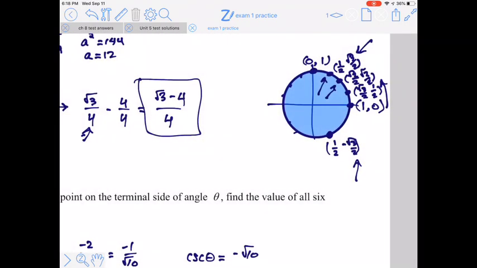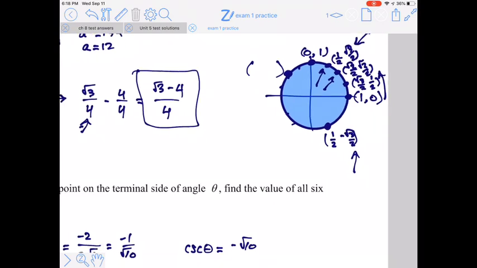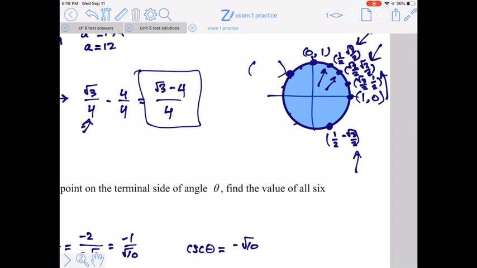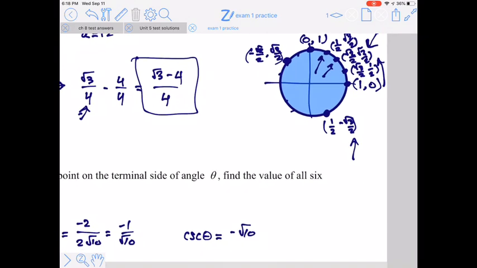If you want to use the unit circle, 135 degrees is this point right here, which is a reflection of this point across the y-axis. So now the x value is negative and the y value is positive. Tangent is still y over x, and they have the same value, except one's positive, one's negative. So if you divide one by the other, you get negative 1.